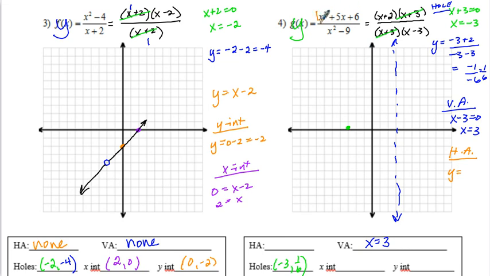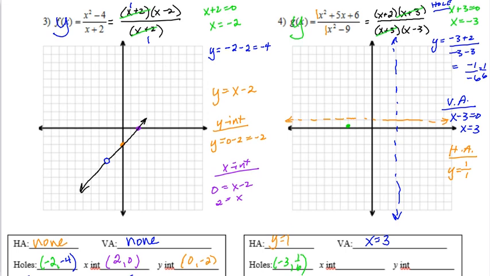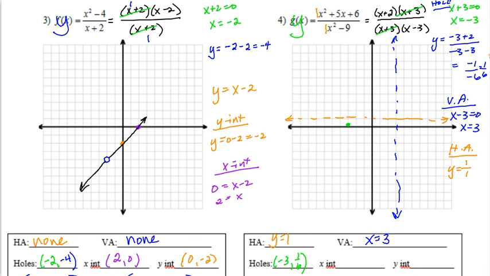Leading coefficient of the top is 1. Leading coefficient of the bottom is 1. So we must have a horizontal asymptote at y equals 1. Y equals 1. Let's take a look and see where our x and y intercepts are.